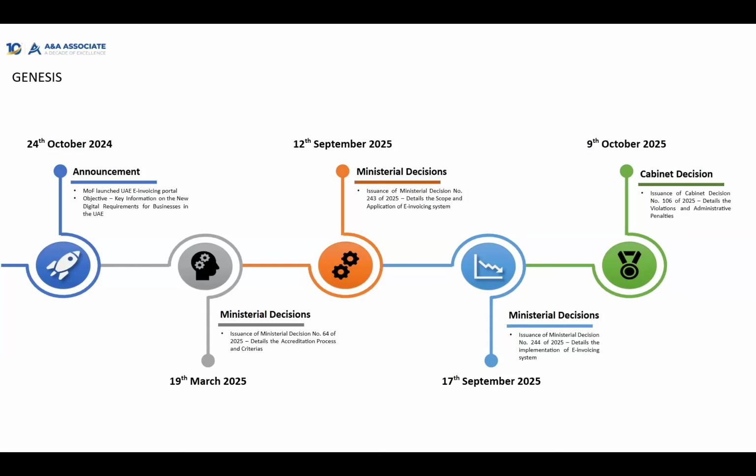Following 2024, we have seen various ministerial decisions and cabinet decisions detailing how e-invoicing will be implemented by the authorities, who will fall under the scope of e-invoicing, the exclusions, and along with that, we have also seen what the violations and the corresponding penalties of e-invoicing will be.